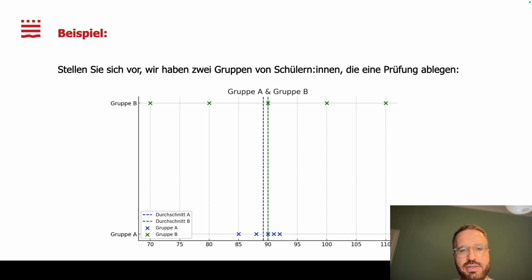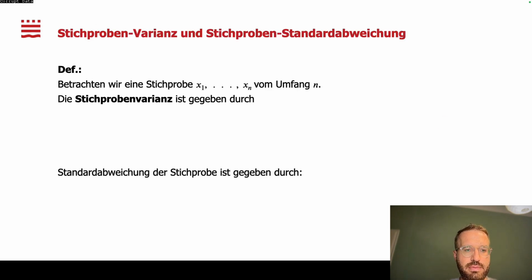What we want now is to identify a characteristic that can distinguish these two groups, which really indicates that Group A is somewhat less spread out than Group B, which is more widely spread. And we can do this with the so-called variance or standard deviation. More specifically, sample variance and sample standard deviation. And we will take a look at that in the following.